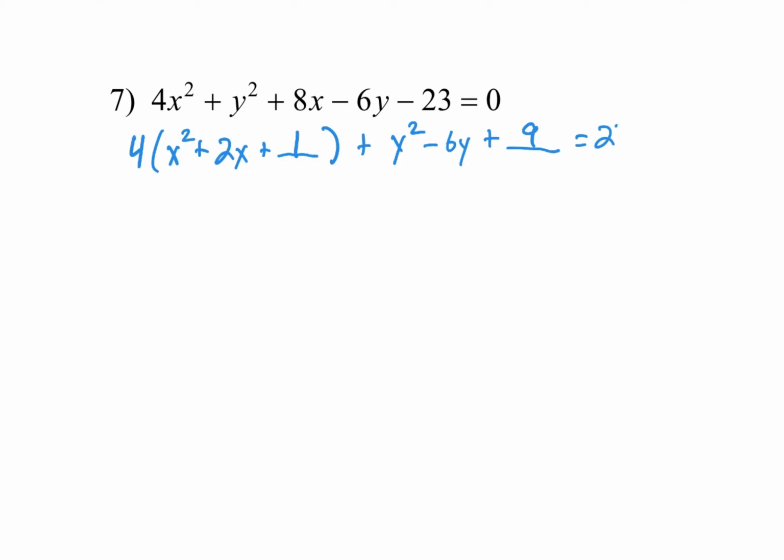Equals 23 plus 1 plus 9. Wait, plus 1? Plus 4. What? Remember, you have to distribute that 4 in there. And now plus 9. And again, that's a common error. It's a huge common error.